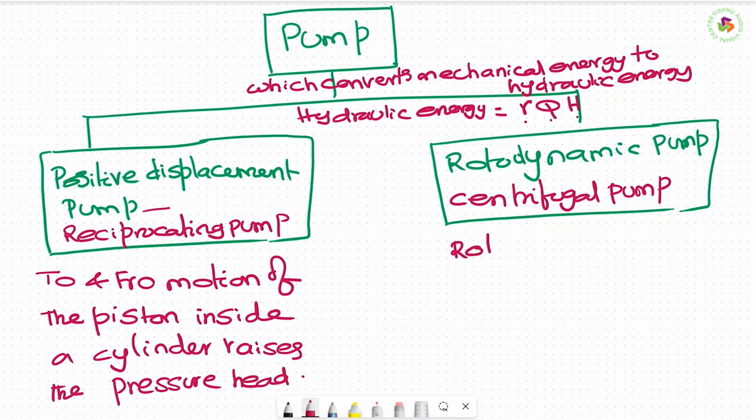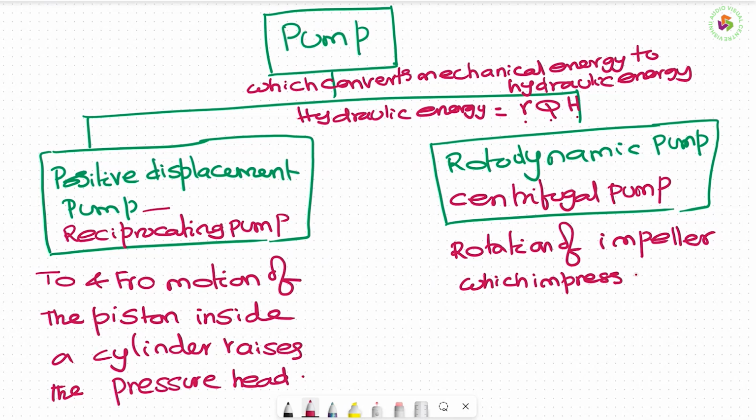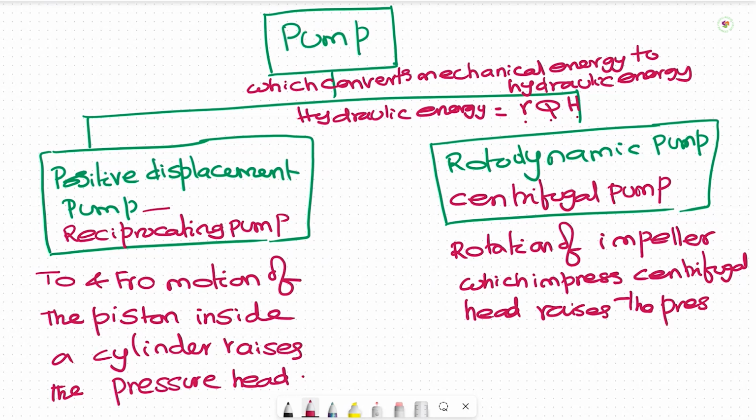In the centrifugal pump, the rotation of the impeller, which impresses centrifugal head, raises the pressure head. Pressure head, you call it as pressure energy, whatever it is. So this we have already completed.